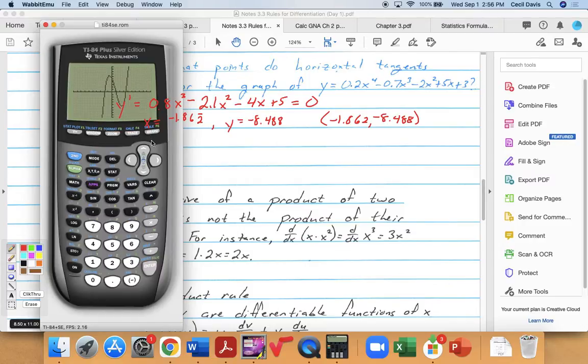so I want to graph that again. When I go to the 0, I do second calc, find the 0. The second one looks like it's somewhere between 1 and 2. I'll guess between 0 and 2. Nope, I hit enter one too many times. Try that again, between 0 and 2. So the second one is at 0.948.